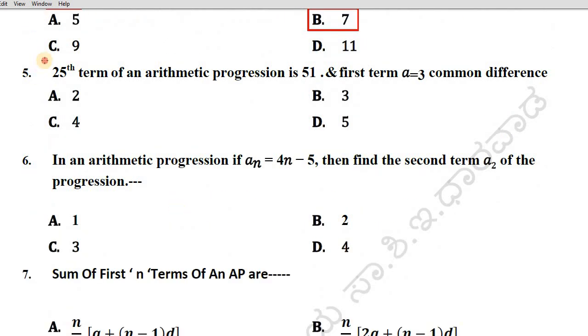Question number 5. 25th term of an arithmetic progression is 51. First term is 3, common difference. It means we wanted to find the common difference, children. So 25th term of the progression is 51. So how do you write 25th term, children? A plus 24d.